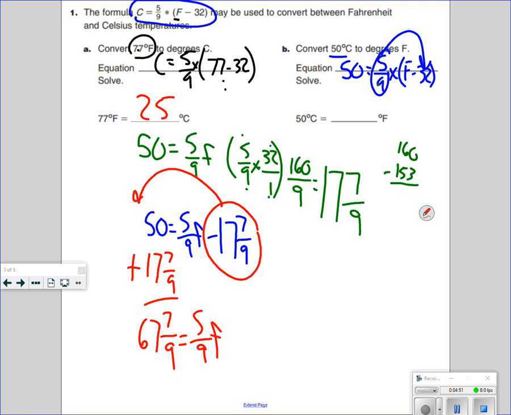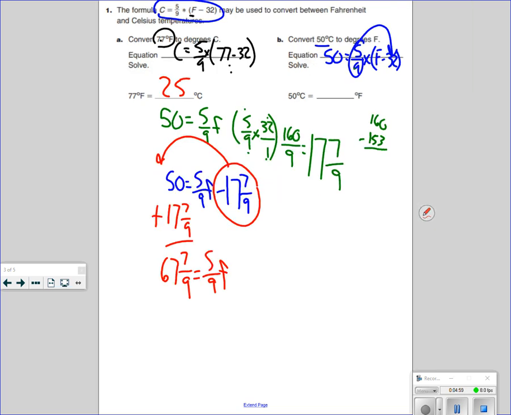50 plus 17 gives me 67 and 7 ninths equals 5 over 9 F. Now, if you daydream for about 2 or 3 seconds there, you might be lost, so just make sure you rewind and pay close attention to what's going on now. I have to extend my page to see what's going on here. I have to get F by itself. So I'm going to divide this by 5/9. So I'm going to divide 67 and 7/9 by 5/9.